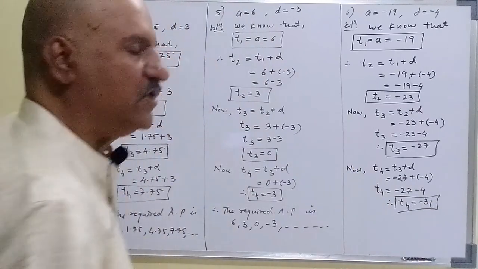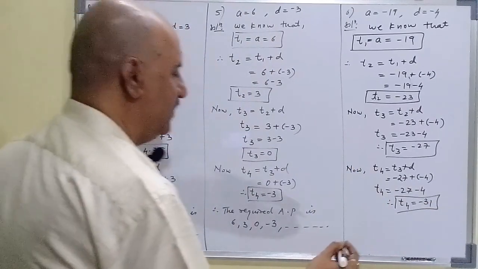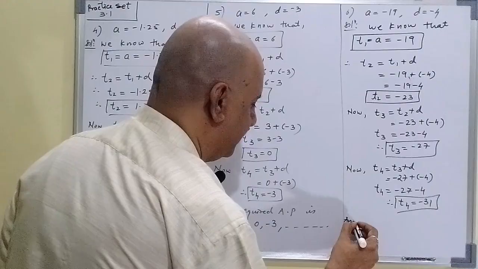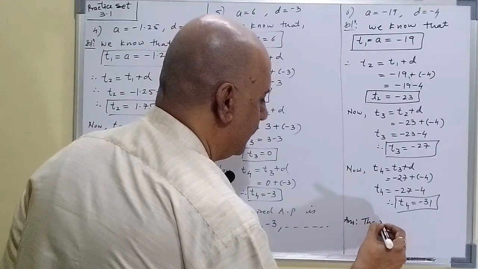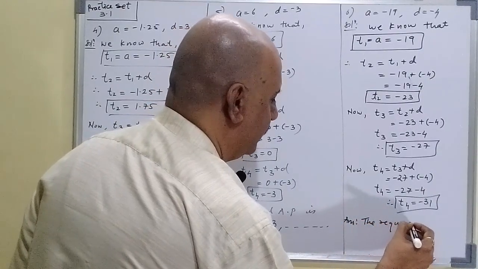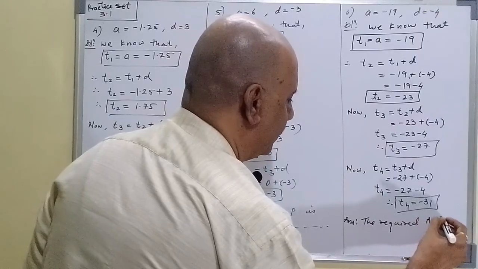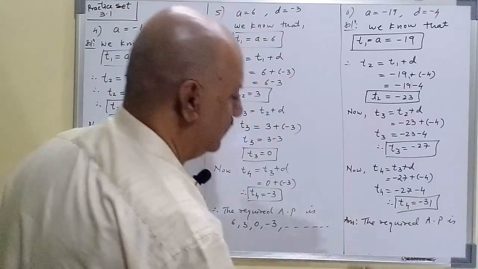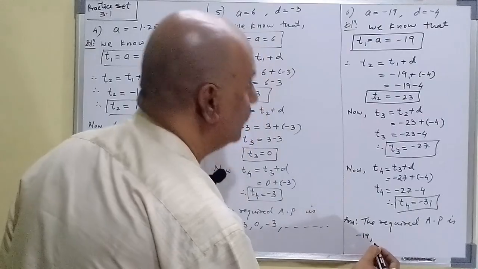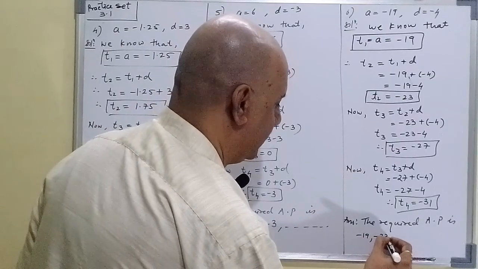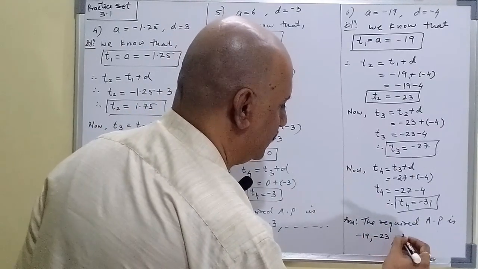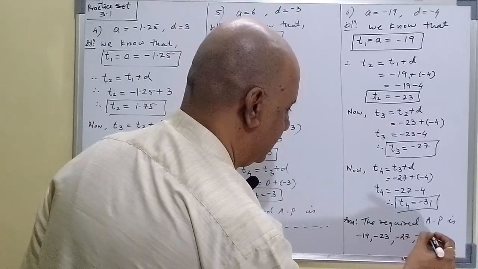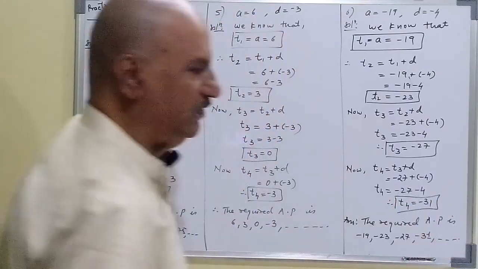So we got all the 4 terms. So write down the required AP answer. The required arithmetic progression is minus 19, comma, minus 23, comma, minus 27, minus 31, comma, dot, dot, dot.